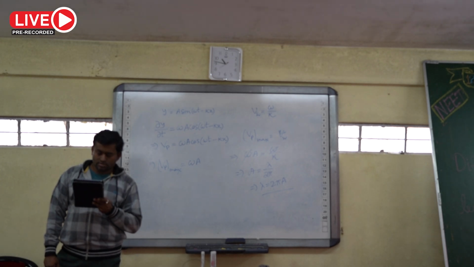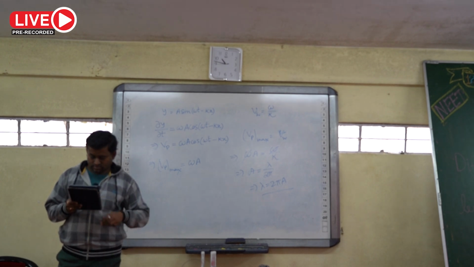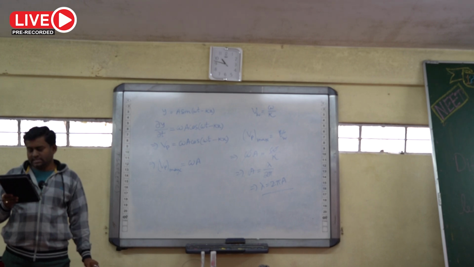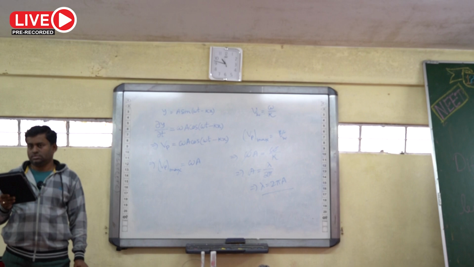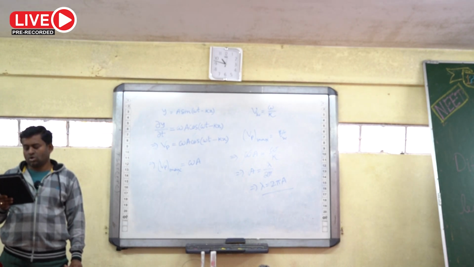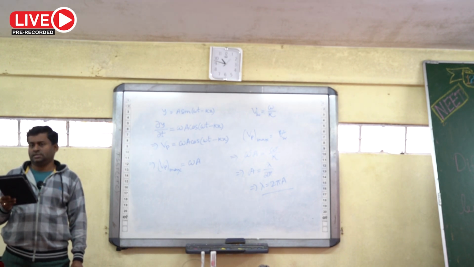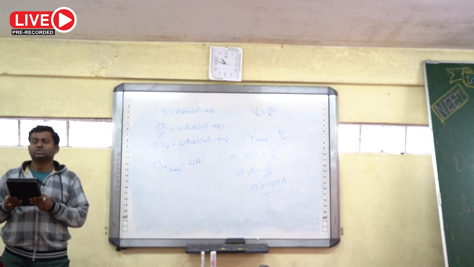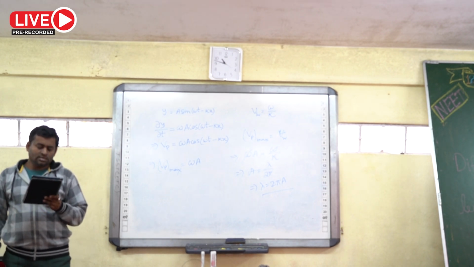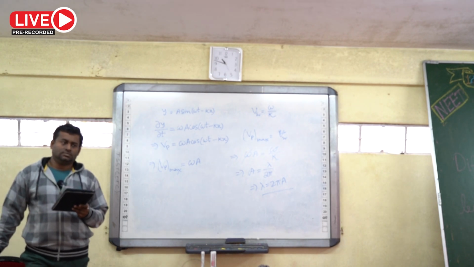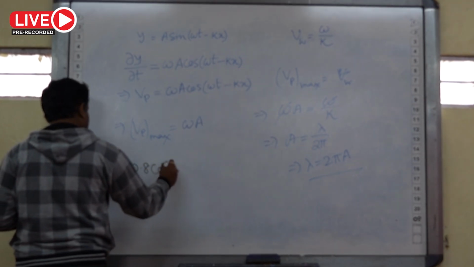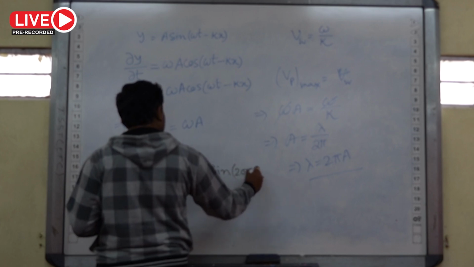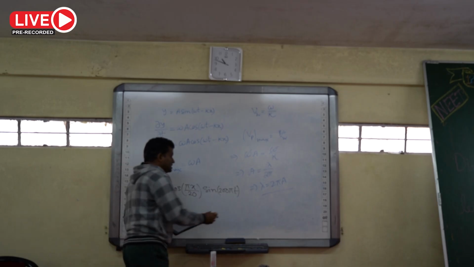Write down question number 21. The equation of a stationary wave is y equal to 0.8 cos(pi x by 20) into sin(200 pi t). The unit is given in centimeter.